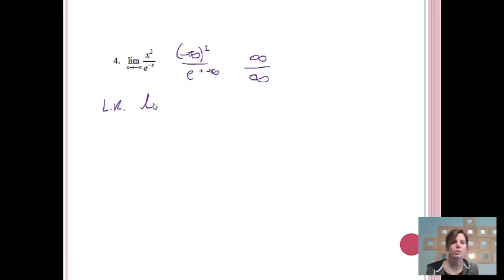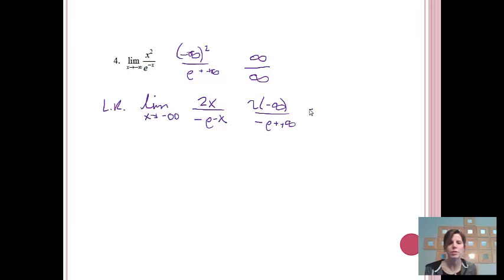So L'Hopital's rule, here we come once again. So I'm going to find the limit as x approaches negative infinity. Taking the derivative of the numerator is going to be 2x, and then taking the derivative of the denominator is going to be negative e to the negative x. Now again, if I plug in negative infinity, I'll get 2 times negative infinity over negative e to the negative infinity. So this is going to be negative infinity up top, and down below I actually get negative infinity on the bottom, which turns out to be infinity over infinity.